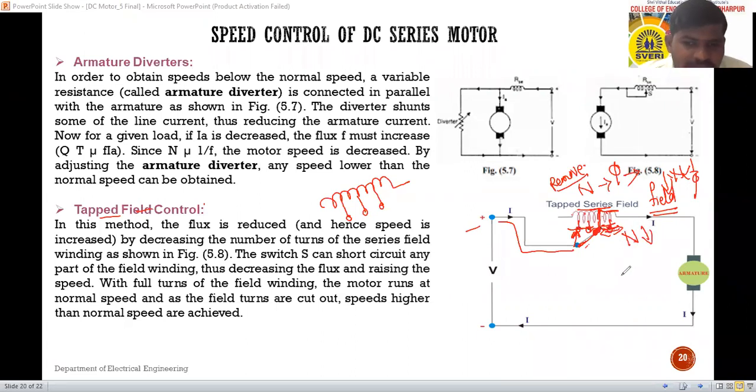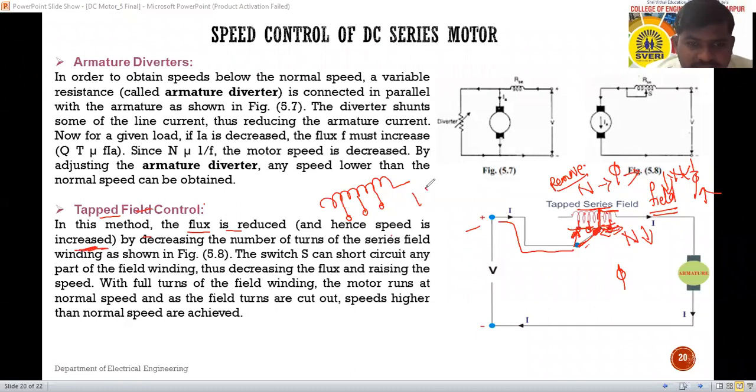If the number of turns decreases, obviously the flux production decreases, and if the flux production decreases, then the speed of the motor increases. See, in this method the flux is reduced and hence the speed is increased. आपण particular tapping ला connect करून flux reduce करतोय. So if we are reducing the value of flux, then the speed of the motor increases.